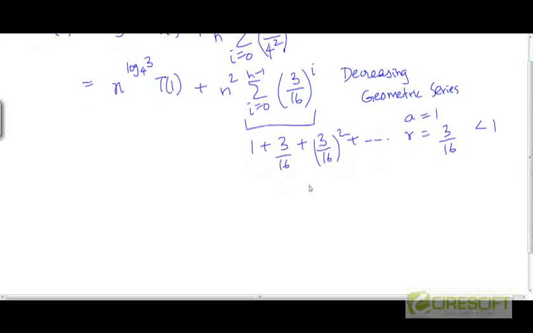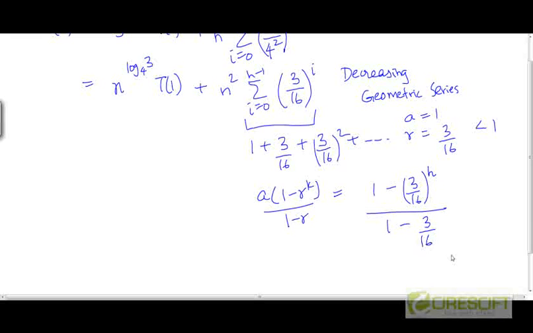And so we can write this summation as a times 1 minus r to the power k by 1 minus r. So a here is 1. r is 3 by 16, so we get 1 minus 3 by 16, the whole thing to the power k, which is the number of terms, and that's h, divided by 1 minus 3 by 16.